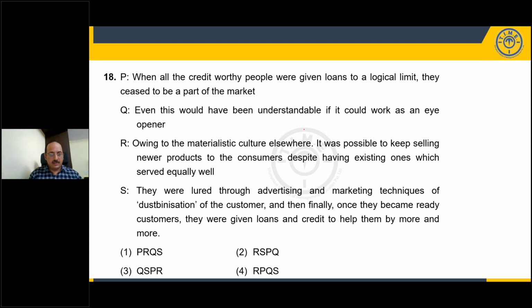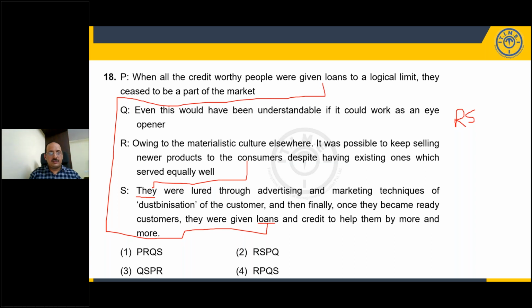If I see, I think I'll have to start with line number R because it tells me that it was possible to keep selling new products to the customers despite having existing ones. So who's this they? These they become the consumers. So they were lured through advertising and these other techniques and they were given loans. And now can I say these loans can be connected to the loans in line number P? Yes. So people were given loans and once they were given loans, they were no longer a part of the market.